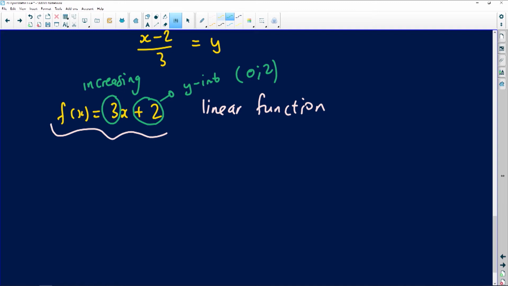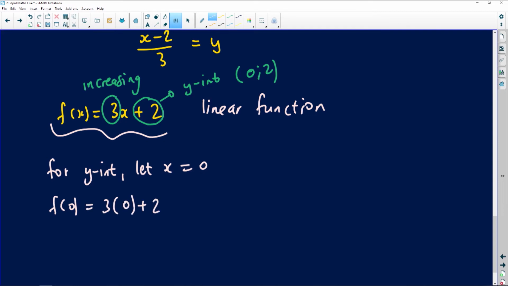But if I wanted to use the dual intercept method, for the y-intercept, we're going to let x equal 0. That means we're looking for f of 0, which is going to be 3 times 0 plus 2. 3 times 0 is going to be 0. You're going to get 2. Get into the habit of putting it in point form, which means I want you to write the y-intercept is (0, 2). That's good practice.